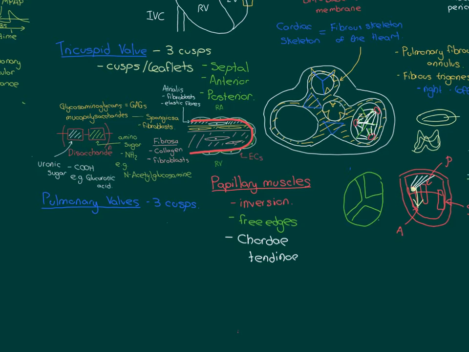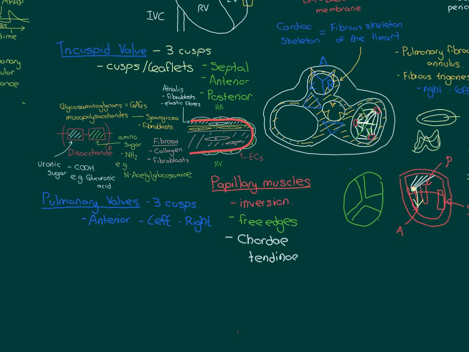You've got one here, and one here, and they're called very sensible things. The one right at the front is called the anterior cusp of the pulmonary valve. The one on the left here is called the left cusp of the pulmonary valve, and the one on the right here is called the right cusp of the pulmonary valve. So those are their names. We have the anterior cusp of the pulmonary valve, the left cusp of the pulmonary valve, and finally the right cusp of the pulmonary valve.